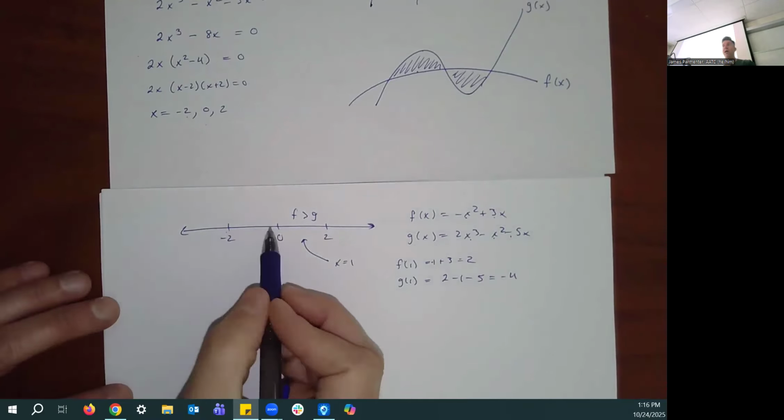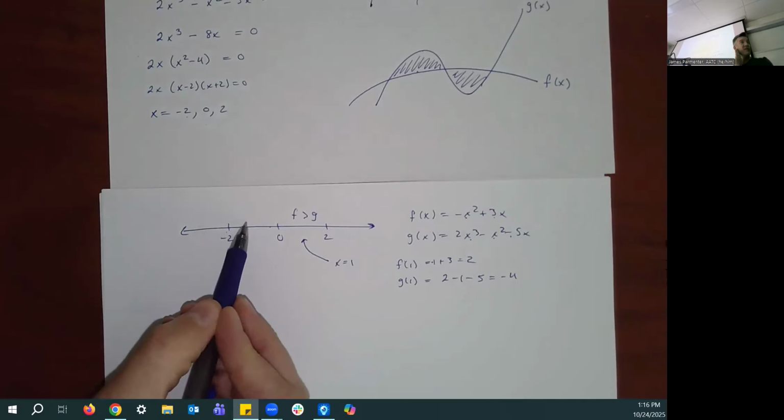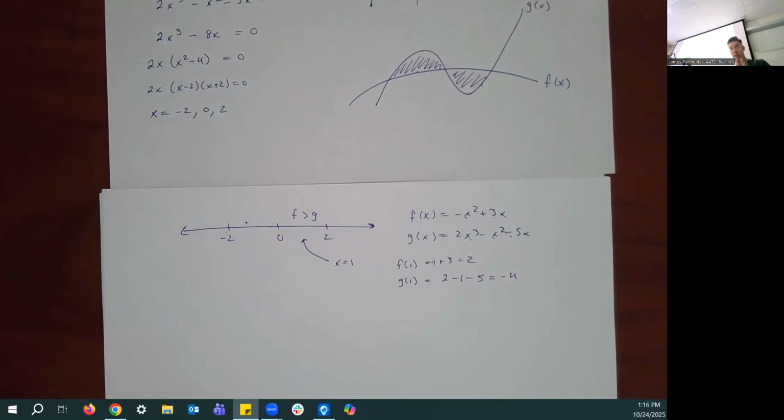Between -2 and 0, I should point out, just because they cross in 3 places doesn't mean you're guaranteed to switch which one's on top. You can't just make the assumption that over here g is going to be bigger than f. It is for this problem, but in general, that's not always the case. So you have to always check for each interval if you have this kind of situation.